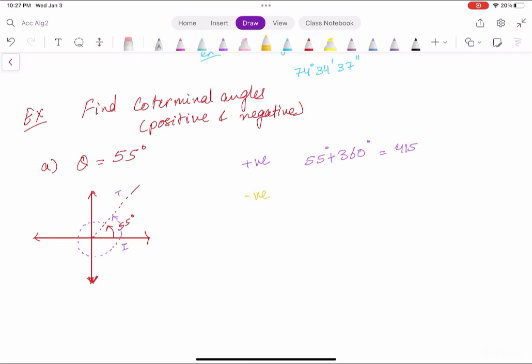For the negative angle, let's represent it with the yellow, we will subtract 360, and that will give you a negative angle. So negative angle implies we are going clockwise. So negative 305 degrees. If I go clockwise, I will reach the same terminal, same terminal at negative 305 degrees. And it is logical because 305 plus 55 will be 360, and that completes the whole entire revolution, the whole entire circle.